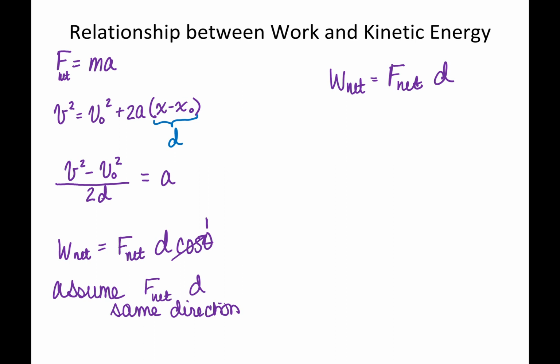All right. So work net would be m a times d. What was my a?